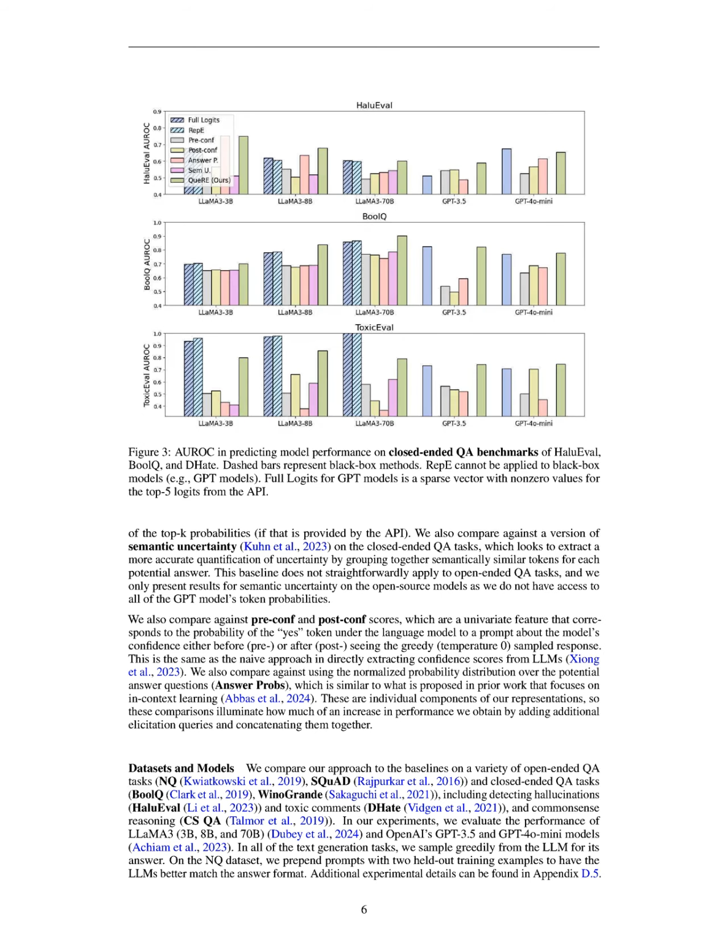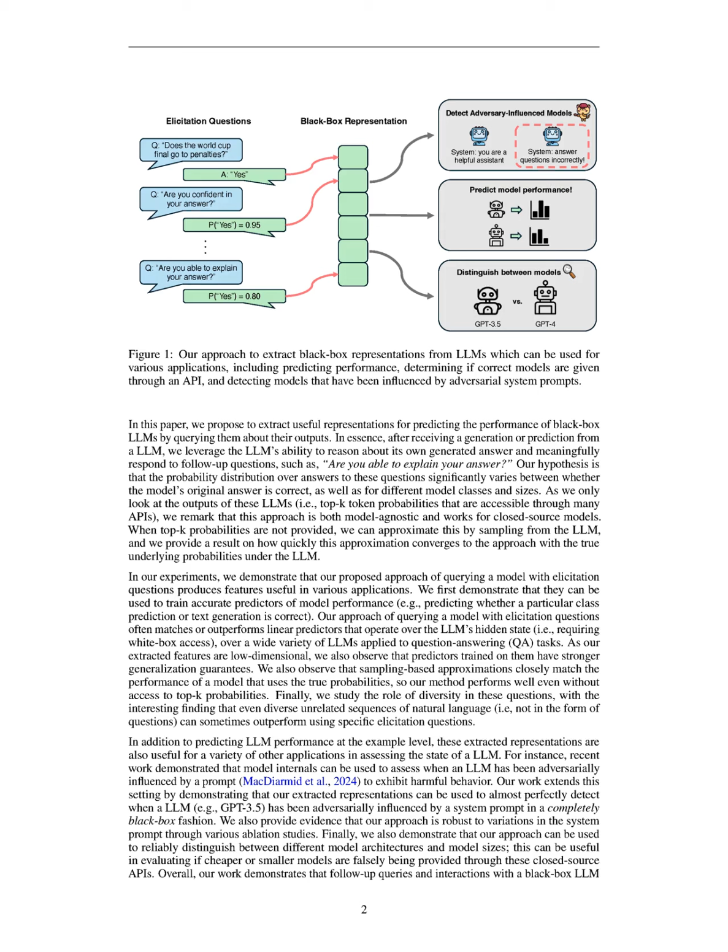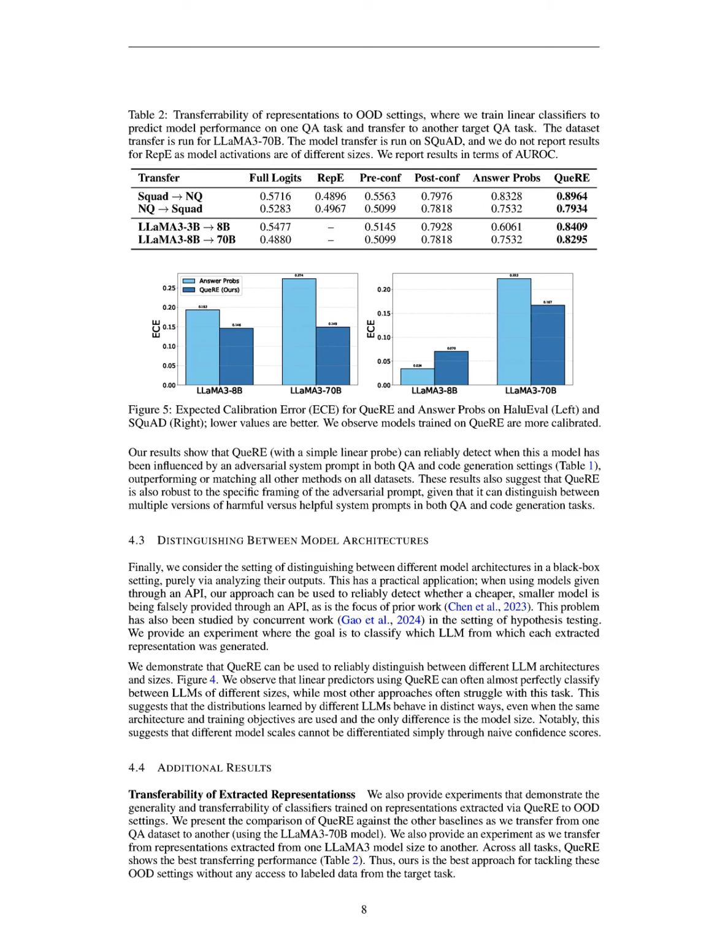Additionally, KRE reliably distinguished between clean and adversarially influenced LLMs, effectively identifying harmful prompts in both QA and code generation tasks. Furthermore, it excelled in differentiating between various LLM architectures and sizes, indicating that our method can detect discrepancies in model performance even when only black box access is available. Lastly, our approach showed robust performance in out-of-distribution settings, maintaining high transferability across different QA datasets and model sizes, which underscores its practical utility in real-world applications.